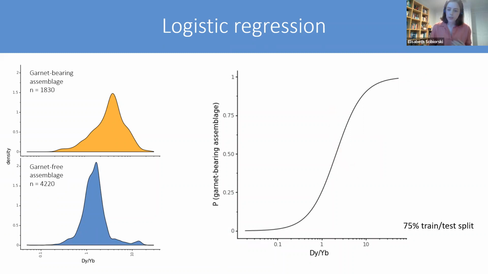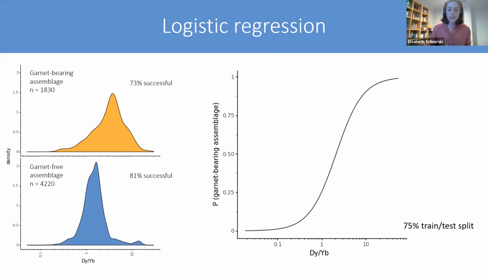One benefit of using this kind of regression approach is that you can use part of your data to define the boundary between categories, and then you can test how good it is at classifying the data with the rest of your data set. So this logistic regression was trained on 75% of the compilation data set.